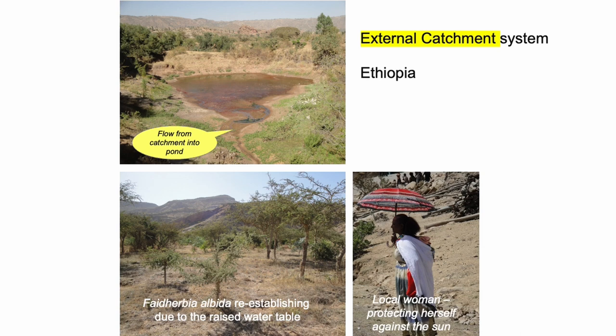In Tigray, northern Ethiopia, there are initiatives to collect runoff from hillsides in large infiltration ponds in the foot slopes. The result is a replenished water table on the plain below, and this can be witnessed by the vigorous regeneration of the indigenous and valuable Faidherbia albida tree. You remember the fertilizer tree that we've talked about already.